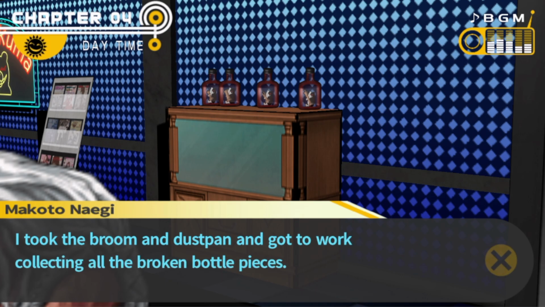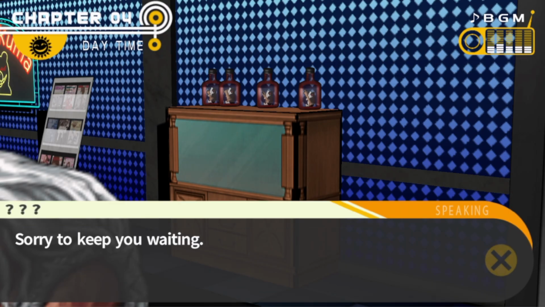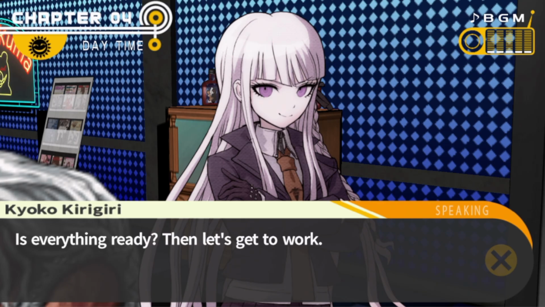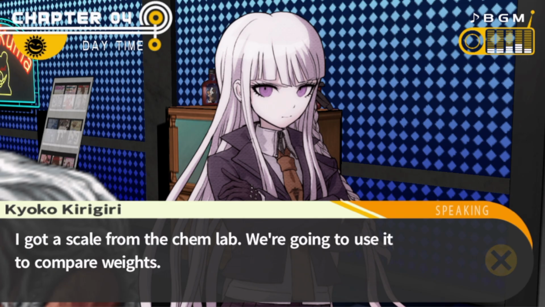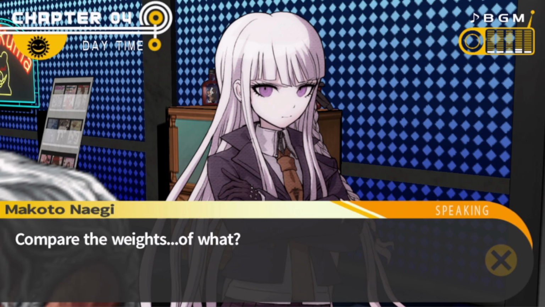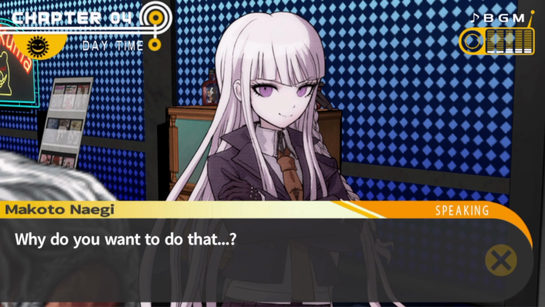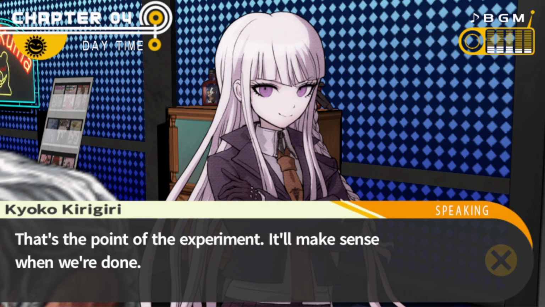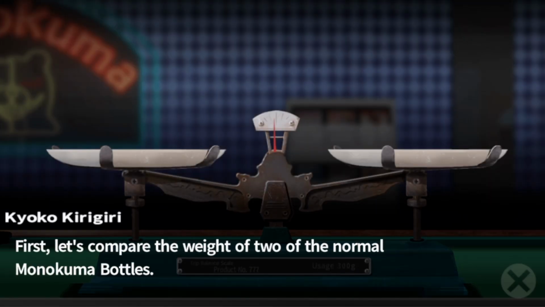I took the broom and dustpan and got to work collecting all the broken bottle pieces. And just as I finished up... Sorry to keep you waiting. Is everything ready? Then let's get to work. So what kind of experiment are we doing? I got a scale from the chem lab. We're going to use it to compare weights. Compare the weights of what? The pieces of glass you collected and one of the Monokuma bottles that's still intact. Why do you want to do that? That's the point of the experiment. It'll make sense when we're done. Will it? What does it matter how heavy these bottles are?